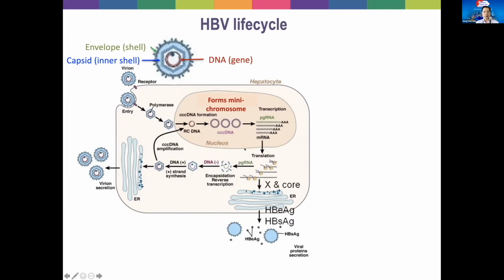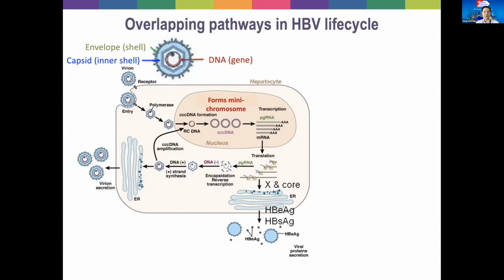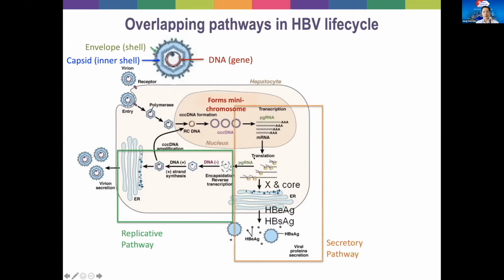Now, this is a somewhat complex life cycle, and I've taken you through this because we need to understand a little bit about this before we understand how the drugs work against hepatitis B. There are overlapping pathways, and I've simplified into two basic pathways. This is called the replicative pathway. The replicative pathway is what the virus uses to multiply, right? And then there is something called the secretory pathway. The secretory pathway is where the virus produces proteins, some of which are used in the replicative pathway, but there's also a lot of proteins that are secreted.